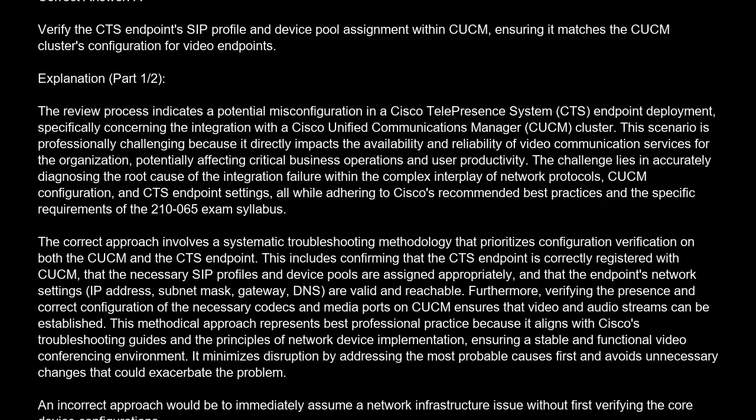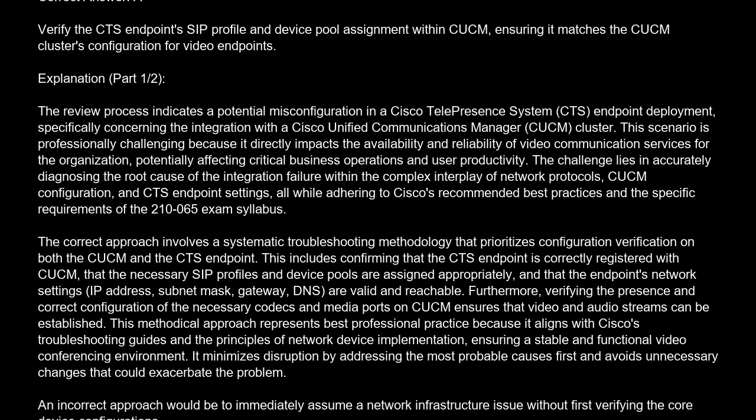This methodical approach represents best professional practice because it aligns with Cisco's troubleshooting guides and the principles of network device implementation, ensuring a stable and functional video conferencing environment. It minimizes disruption by addressing the most probable causes first and avoids unnecessary changes that could exacerbate the problem.